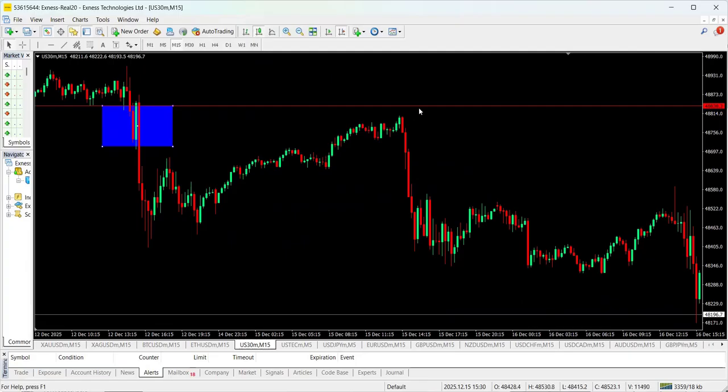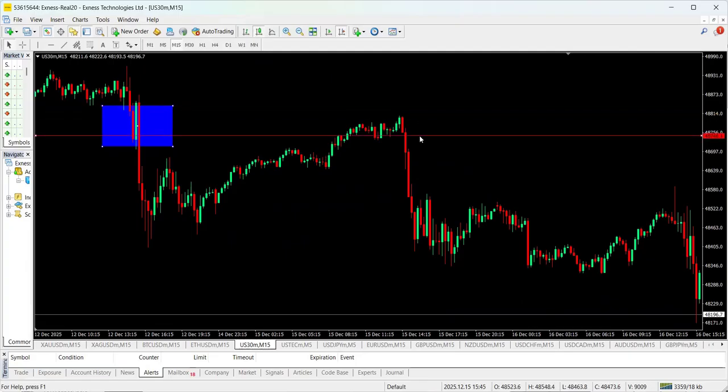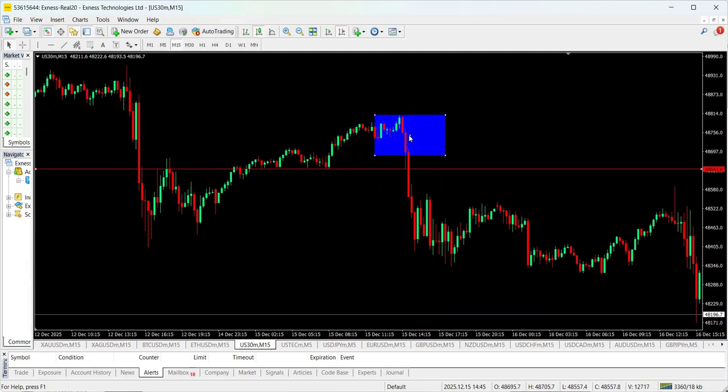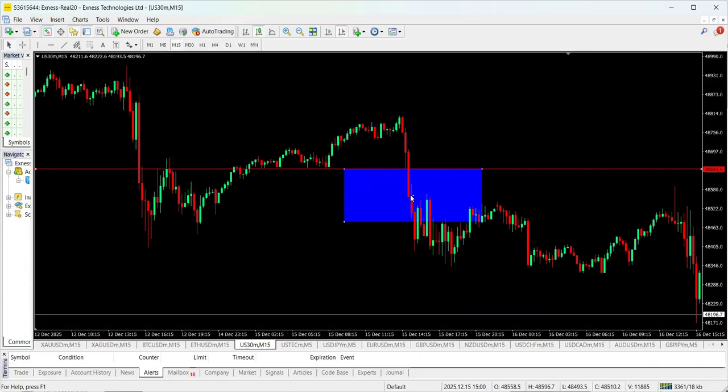All right, so here there was a change of character down here. When it broke this area, that was a change of character here. Now if we look above here, we can see that there was an overpowering around here. Now, our strategy says that the market is going to move down at least this much. I will simply go and take my profit down here.